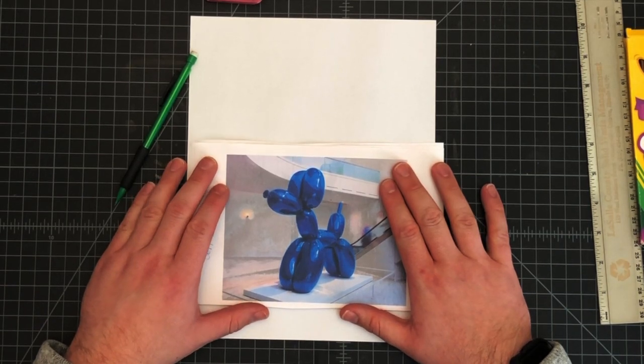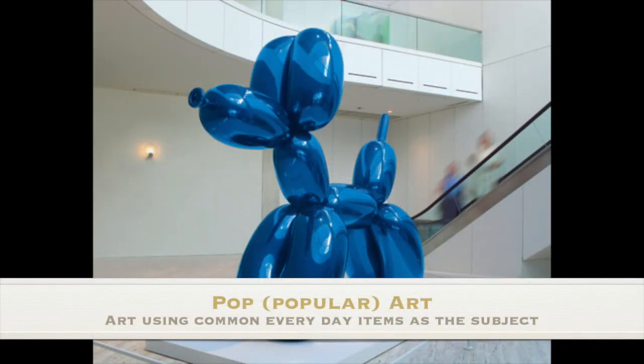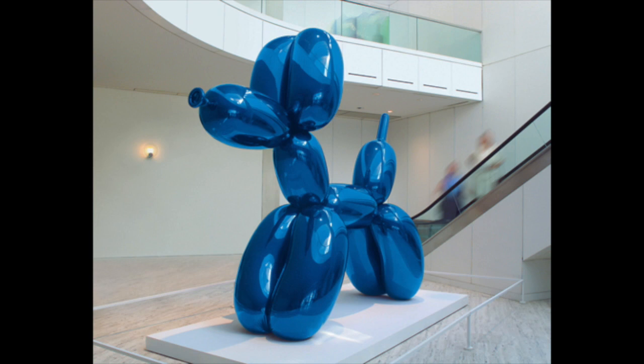Today we are going to be starting a new project. We're going to talk about a specific kind of art. It's called pop art, P-O-P. It stands for popular art. And what it means is that you are doing a picture or a painting or sculpture of something that is really common, really popular in the world. So it's something that everybody can kind of easily recognize.